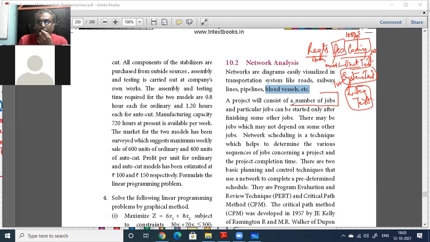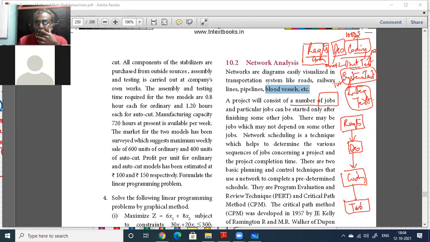Number of jobs means so many activities will be there. And a particular job can be started only after finishing some other job. Unless you finish the business requirement analysis, you cannot start designing. How can you design the software without knowing what the business requirements are that the client wants? So design is dependent on requirements analysis. Same way, only after you design can you start coding. So coding is dependent on design. Then testing will be only after you have coded, when you have something to test. So these are all dependencies.